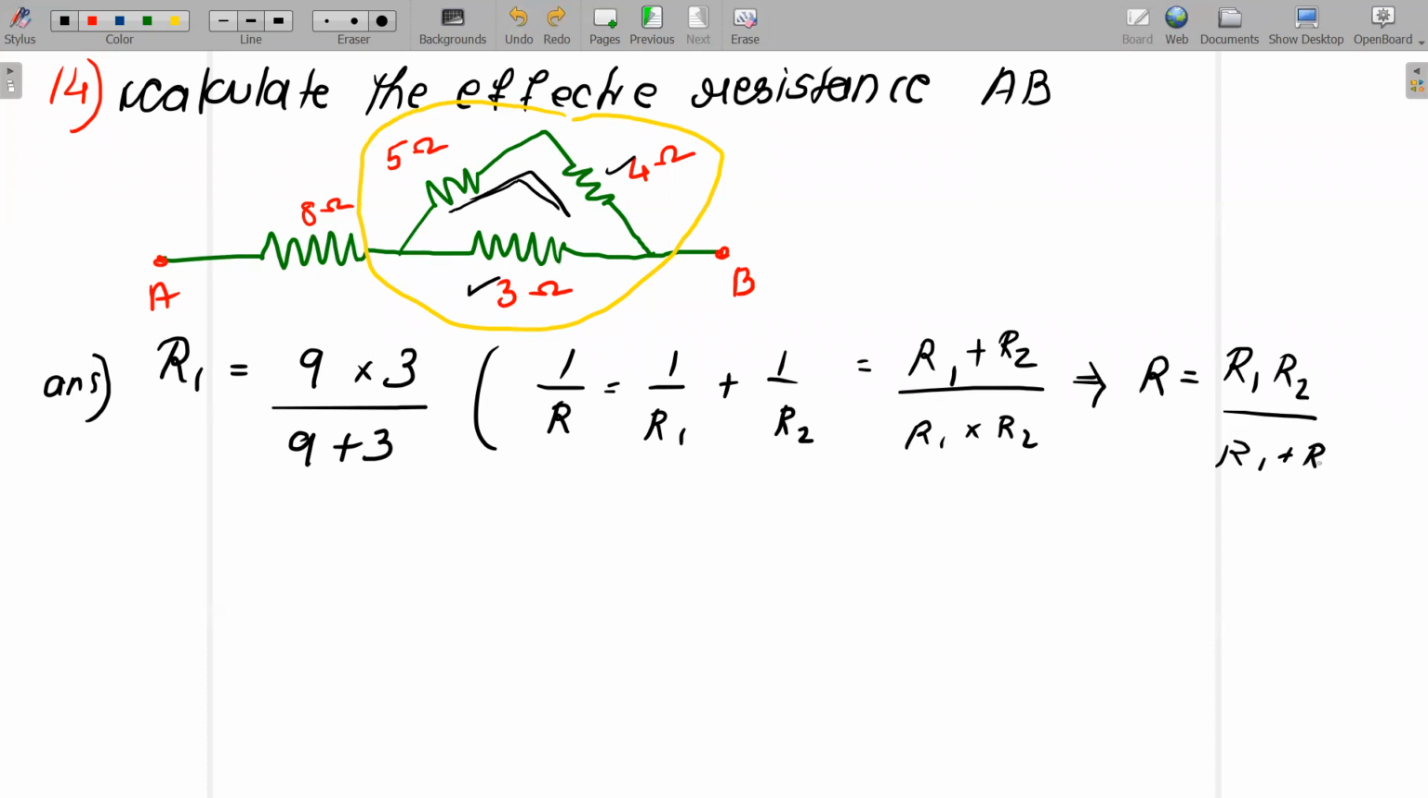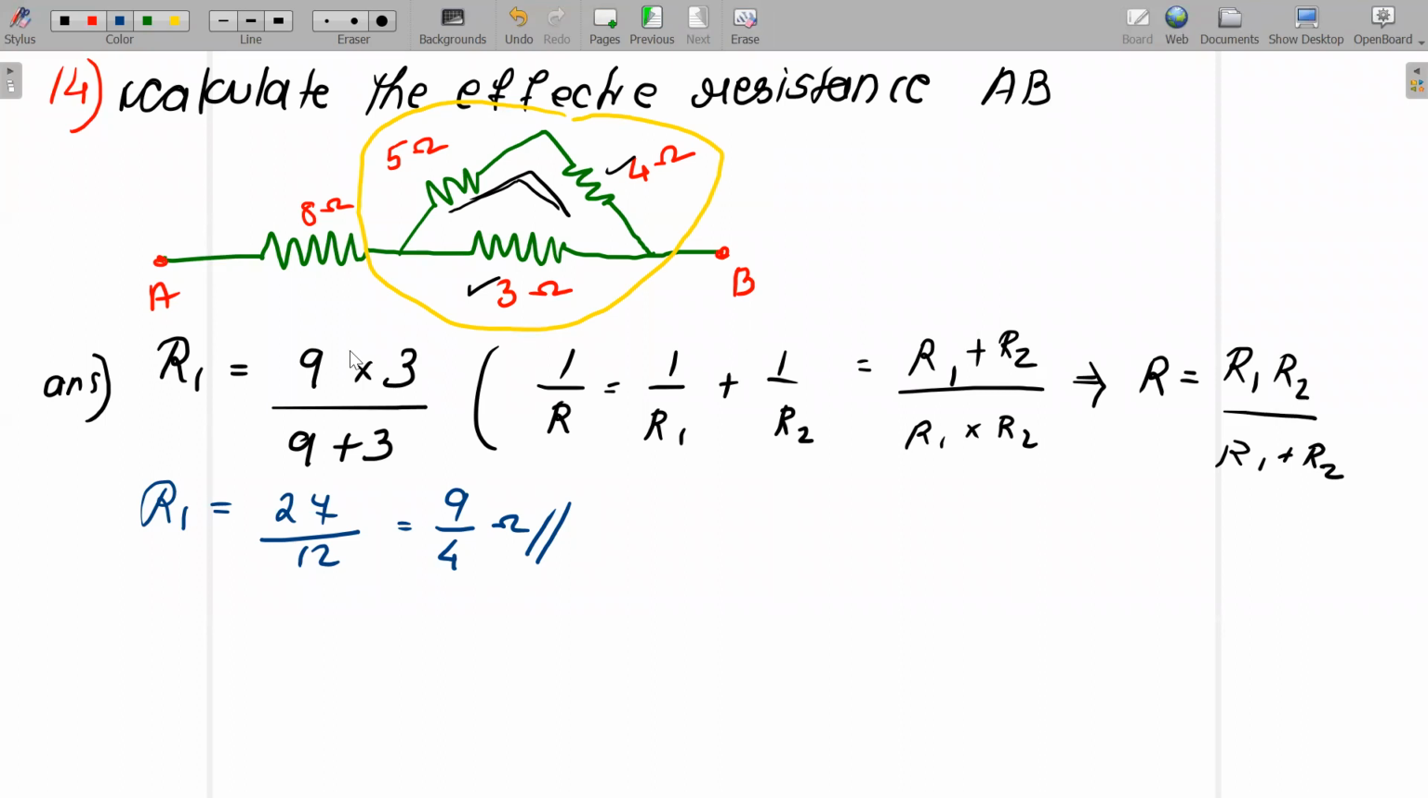Am I right? So you will get this equation like this. Therefore, R1 is equal to 27 divided by 12. If we solve that, you will get 9 by 4 ohm. Is it okay?